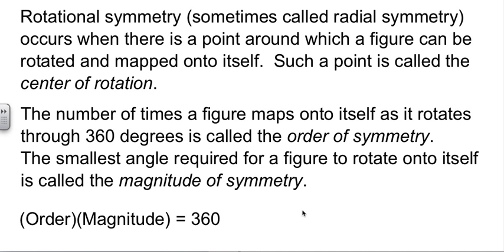Okay. Think about the pentagon that we had. There were 5 different places that it matched up. So the order of symmetry would have been 5. I can figure out the magnitude then. 360 divided by 5 gives me a 72 degree magnitude of symmetry. So I can use this formula to figure out that angle. Or if I know the angle, I can figure out the order.